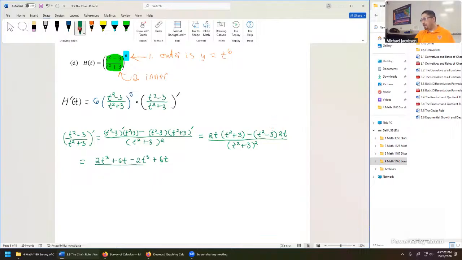All that's divided by t squared plus 3 power 2. We have these like terms going away. 6t plus 6t gets us up to 12t. Divide by t squared plus 3 squared. Okay, so we're done with the quotient rule.